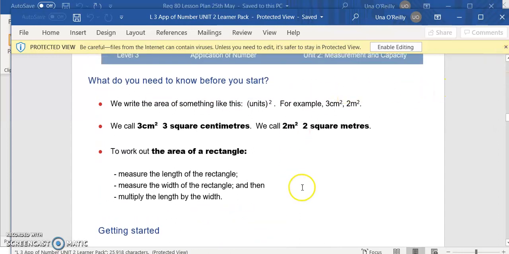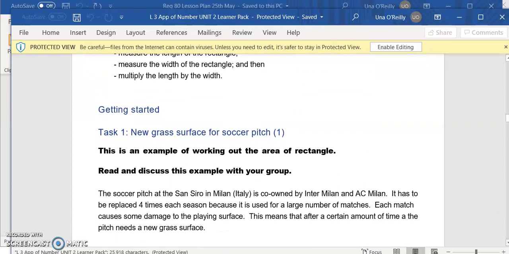Okay, so what I want you to do is read through this material here. You know that we write the area of something in square units. Covered that before. So to measure the area of a rectangle, you measure the length of the rectangle, measure the width of the rectangle, and then multiply the length by the width. And that's the same thing as I spoke to you about earlier in the video about measuring the table.